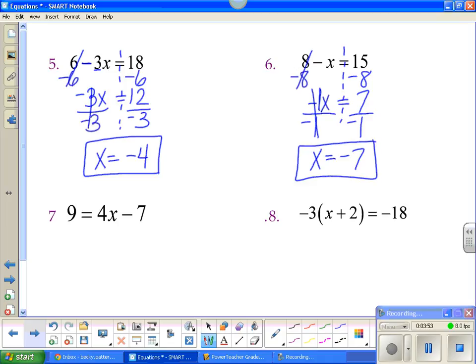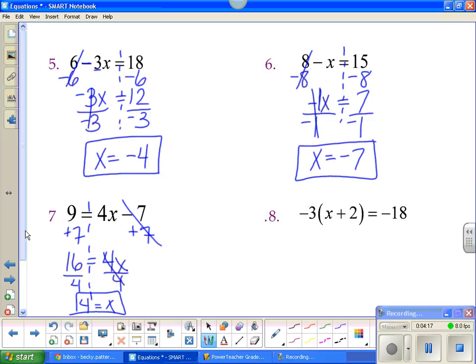Number 7, the negative 7 is who we need to move, so I'm going to add 7 to both sides. Those are going to cancel. 9 plus 7 is 16. Bring down my 4x, divide by 4. X equals 4.